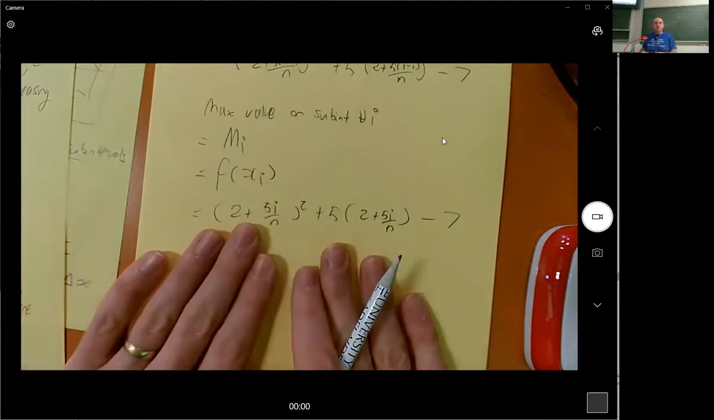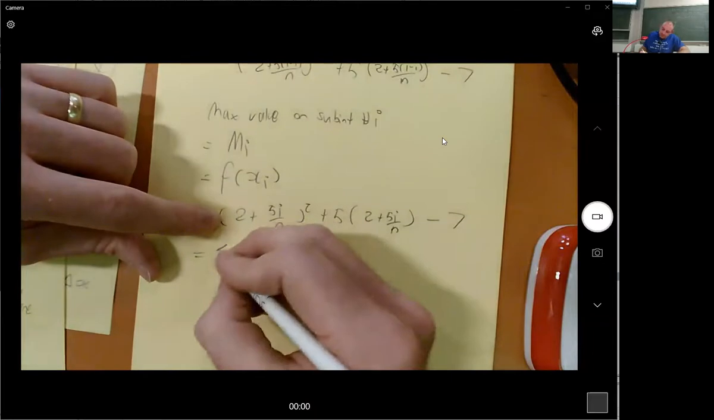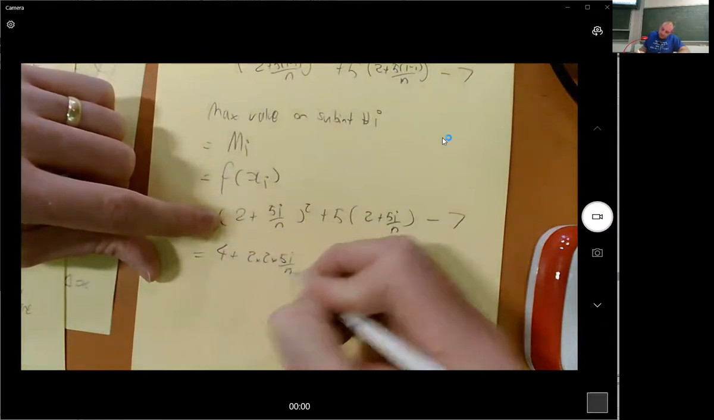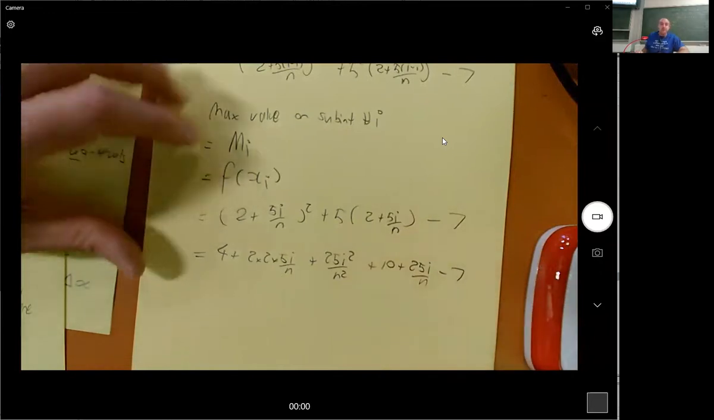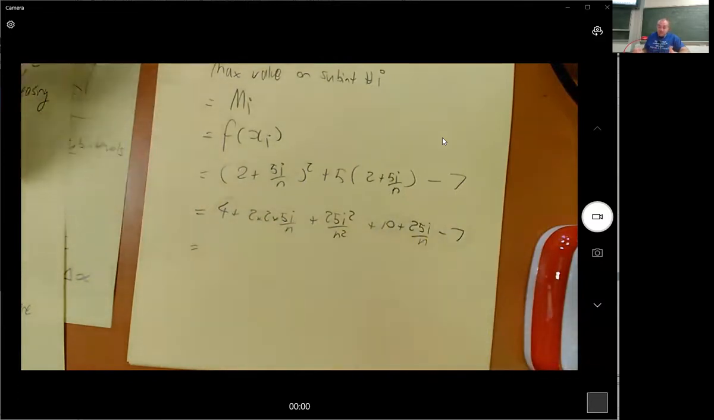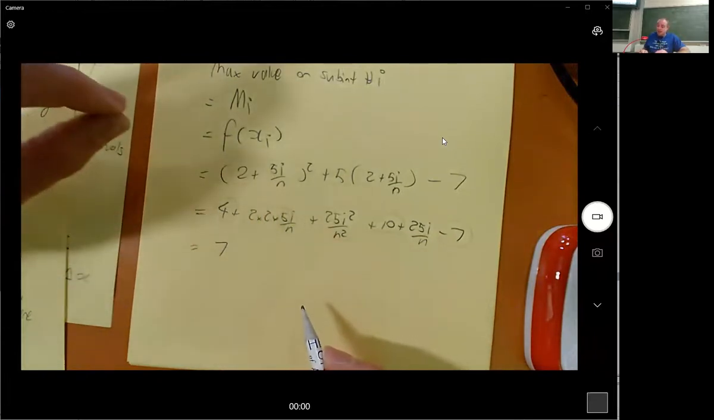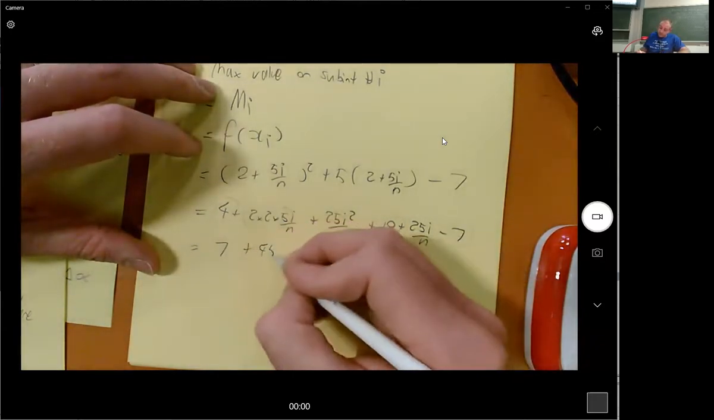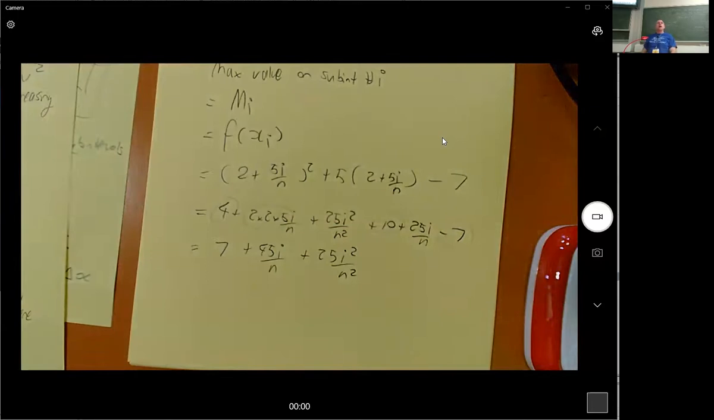So since I've chosen to do this one, I'm going to actually expand this out. So 4 plus 2 times 2 times 5i on n plus 25i squared on n squared plus 10 plus 25i on n minus 7. Okay, so 4 plus 10 minus 7 is 7. And I've got 4 times 5i, which is 20i on n, and 25i on n. So I've got 45i on n. And then I also have 25i squared on n squared. That's what capital M_i is. Right, so that's the end of step two. I have found the maximum and I chose not to find the minimum because it was too hard.